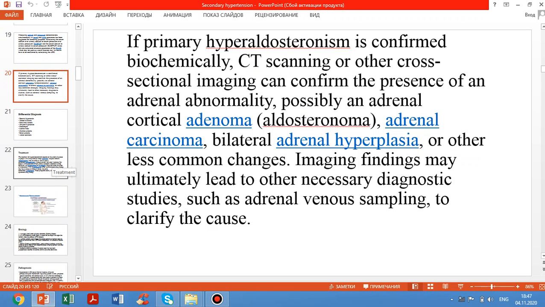If primary hyperaldosteronism is confirmed clinically, CT scanning or other cross-sectional imaging can confirm the presence of an adrenal abnormality, possibly an adrenal cortical adenoma, adrenal carcinoma, bilateral adrenal hyperplasia, or other less common changes. Imaging findings may ultimately lead to other necessary diagnostic studies such as adrenal venous sampling to clarify the cause.